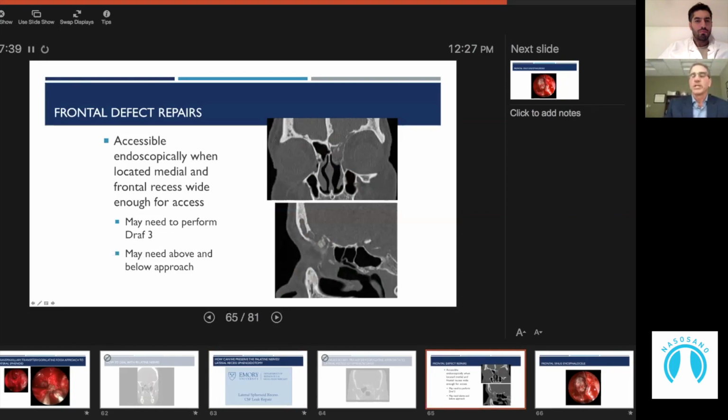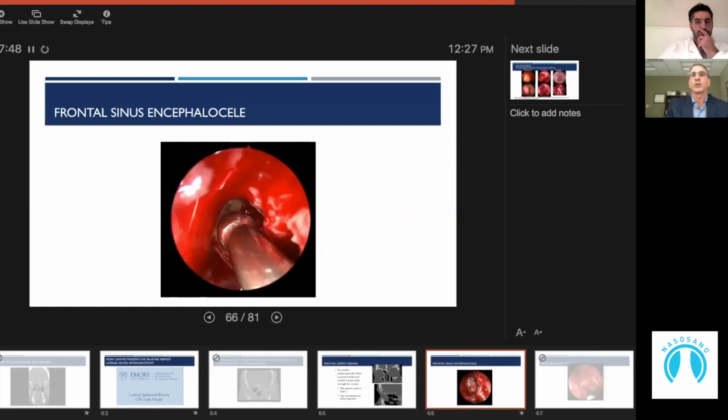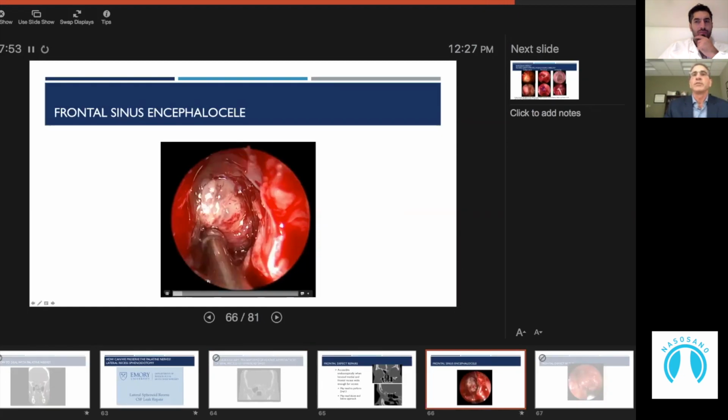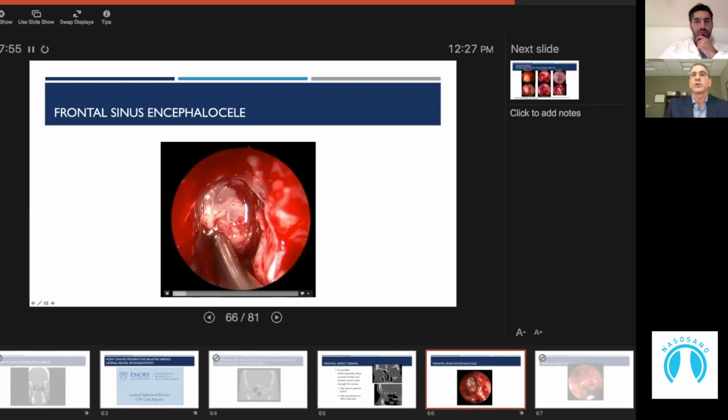Frontal, there's really nothing magical about frontal except for exposure. Do we need to do a Draf 3 or a Draf 2B in order to get access? Do we need to do an above and below approach? So here's a large meningoencephalocele of the frontal sinus, the posterior wall.